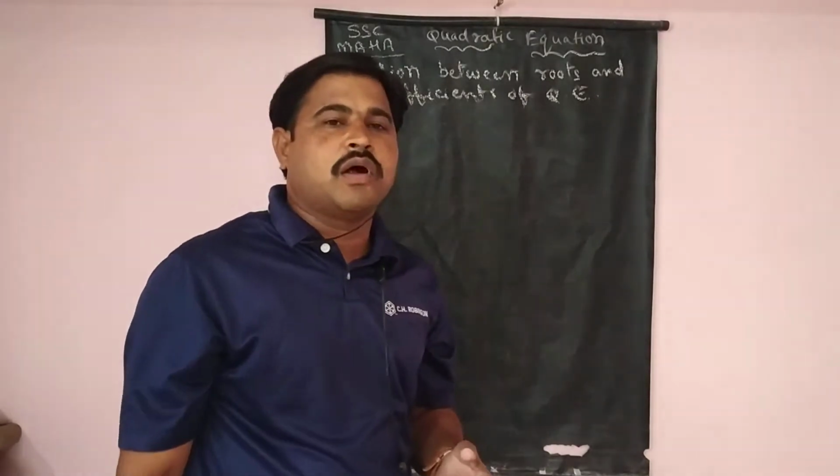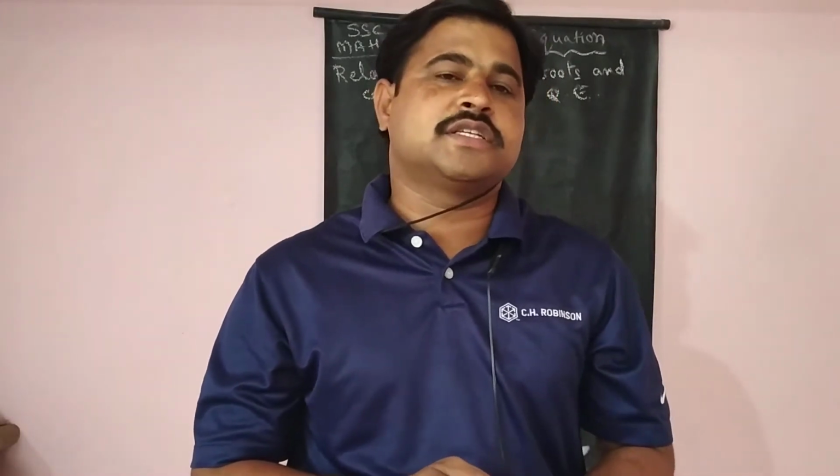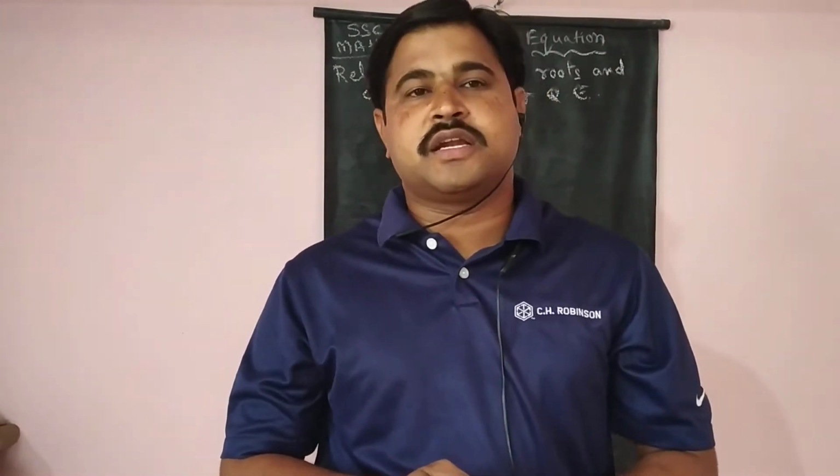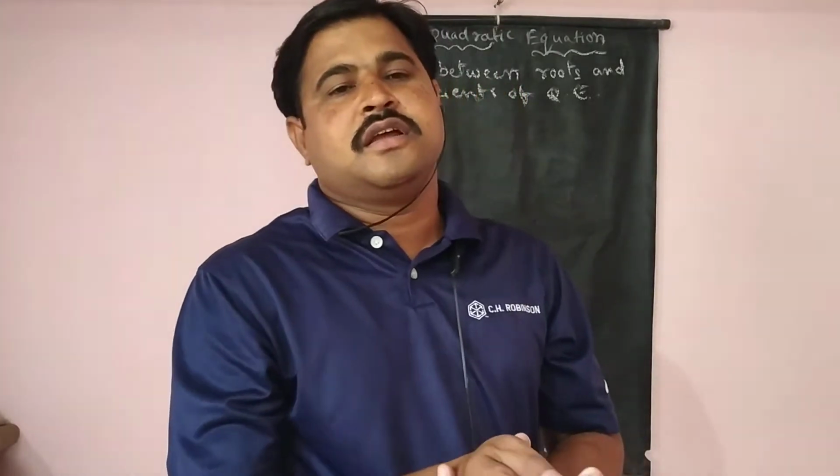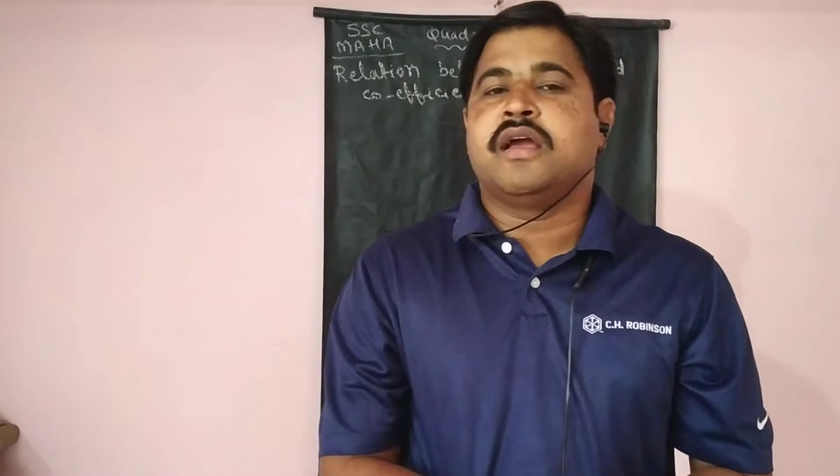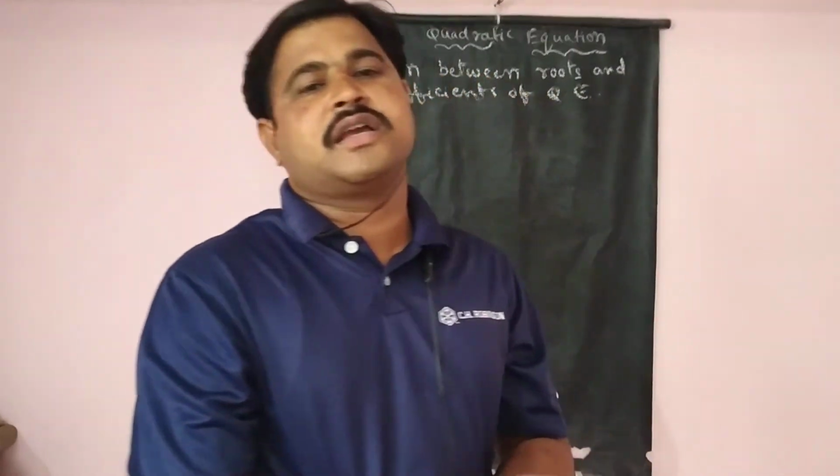You know the quadratic equation form: ax square plus bx plus c is equal to 0 is a quadratic equation. If alpha and beta are the roots of the quadratic equation, then the sum of the roots, alpha plus beta, is equal to minus b by a, and the product of the roots, alpha into beta, is equal to c by a. These are the formulas. First of all, I will explain how to get those formulas.